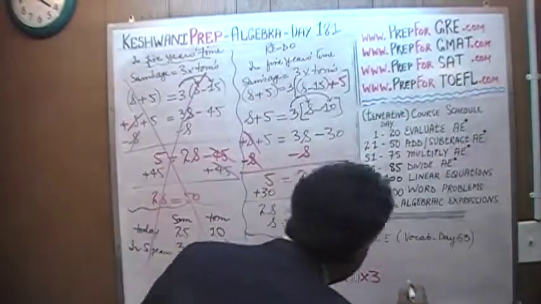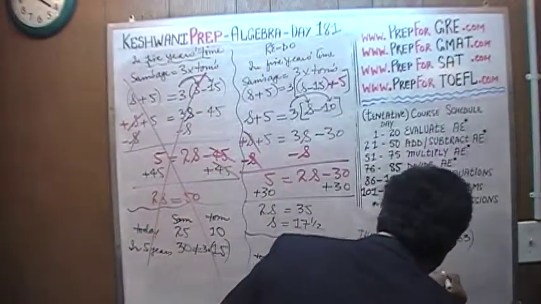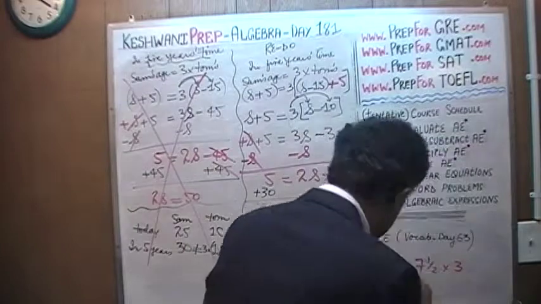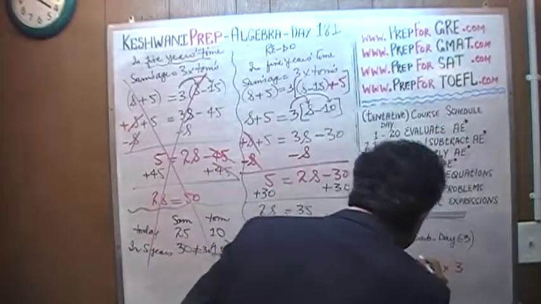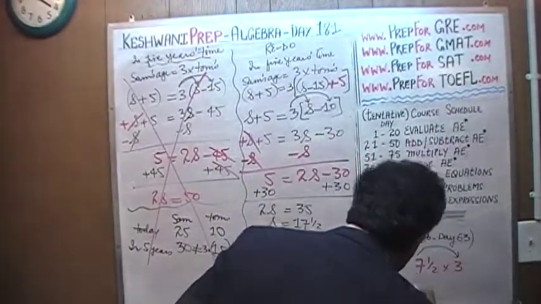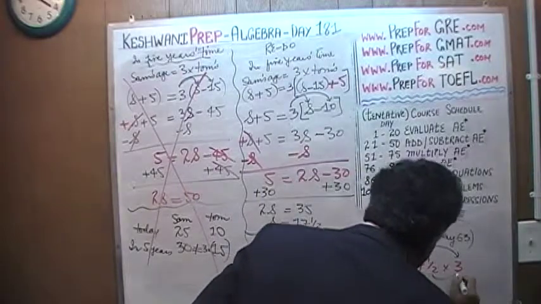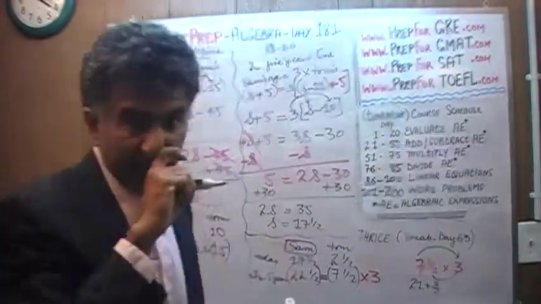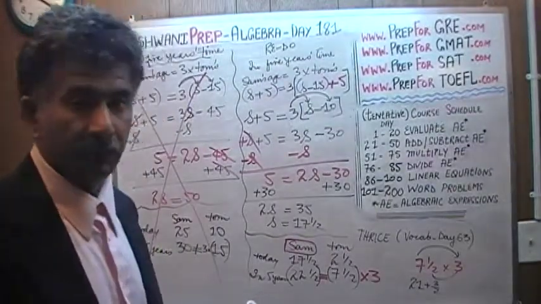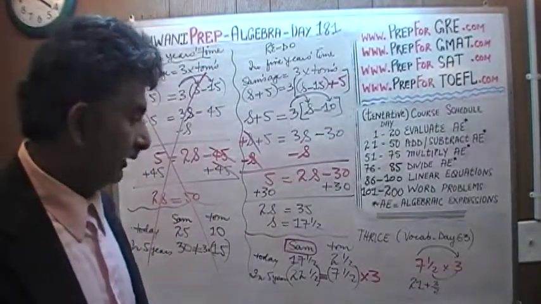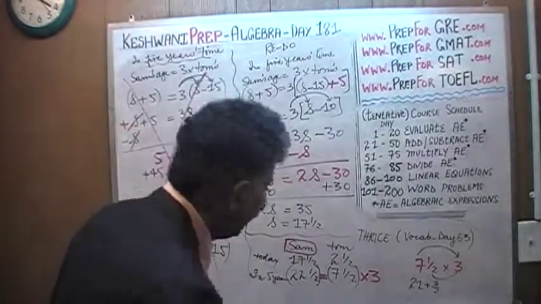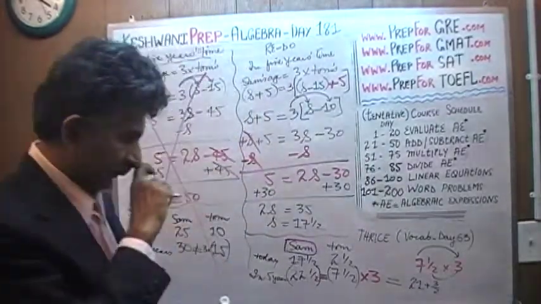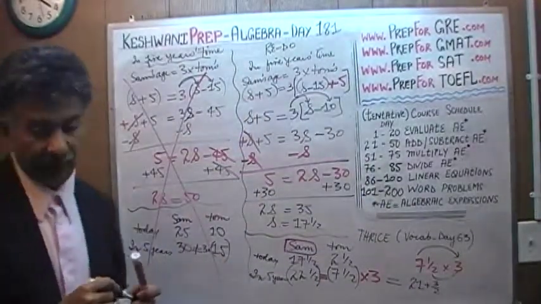7 and a half times 3 is 7 times 3, which is 21, and half times 3, which is 3 halves. 3 halves is 1 and a half. 3 halves and 21 is 22 and a half. Voila. That's it. Now it makes sense.